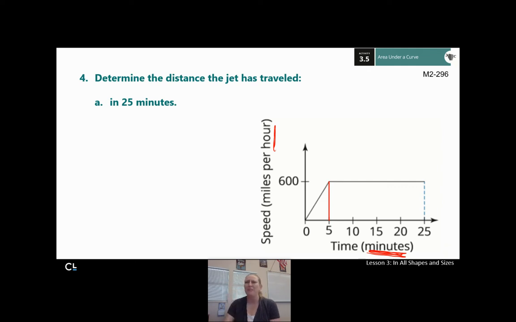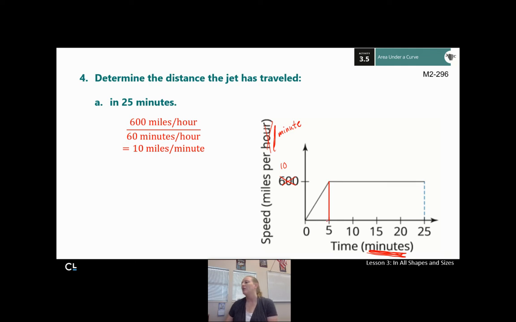You know how many minutes are in an hour. There's 60 minutes in an hour. So I took that 600 miles per hour and I divided it by 60 because there's 60 minutes in an hour. And that means that we're going 10 miles a minute. So I made a little note over here: this is actually 10 miles per minute. And that's going to make it a little bit easier for me to work this out.